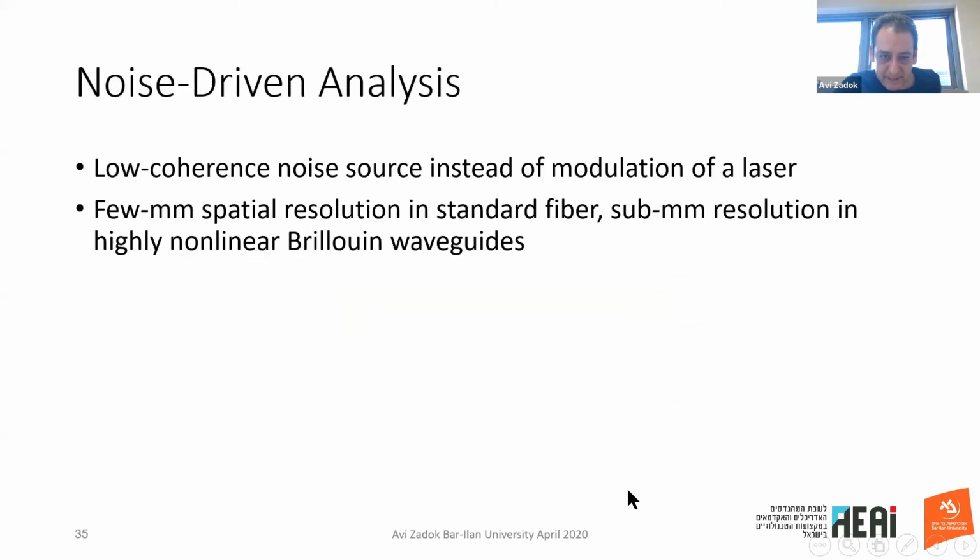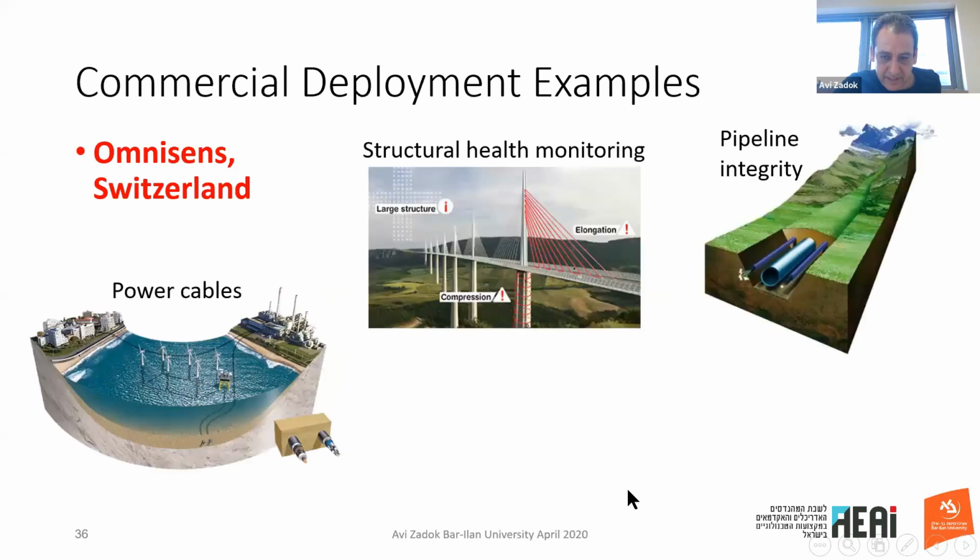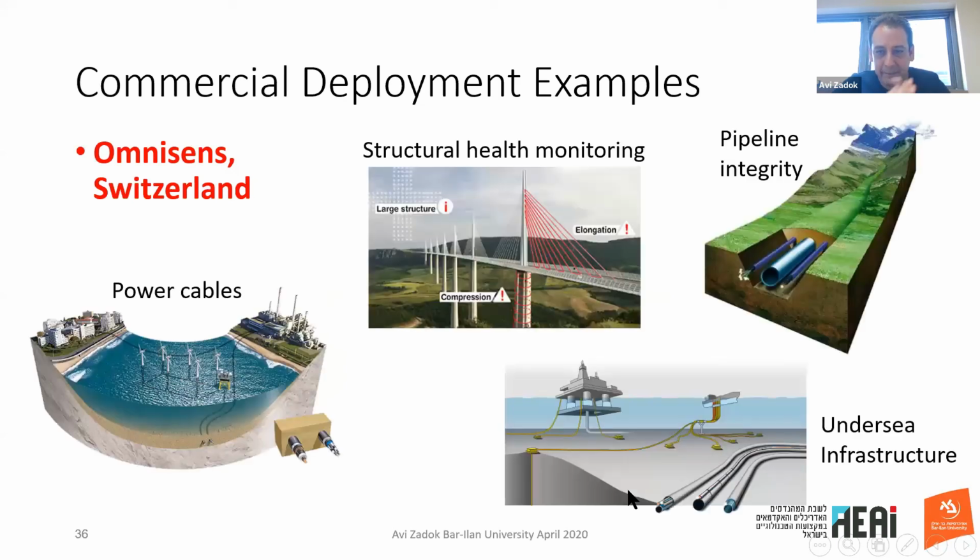Okay, I'm going to skip this and just tell you that these principles are not just a lab curiosity. There are several companies that are commercializing the principles of Brillouin sensors. I've picked just one. This is Omnisense from Switzerland. I have no particular interest in this company. It is not a single one, but it just gives you beautiful illustrations of how they install fibers in pipelines, in power cables, in undersea infrastructures, in bridges, and so on, and gather critical information about the well-being of these essential structures, and hopefully detect potential flaws in an early stage.